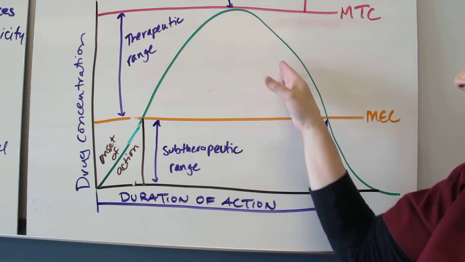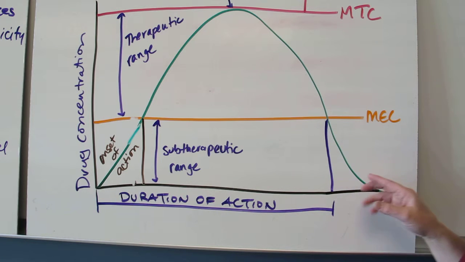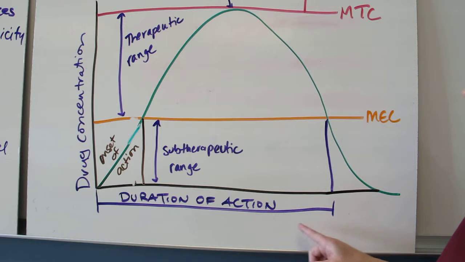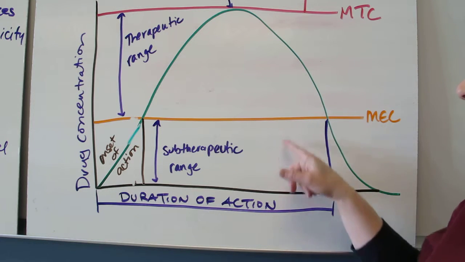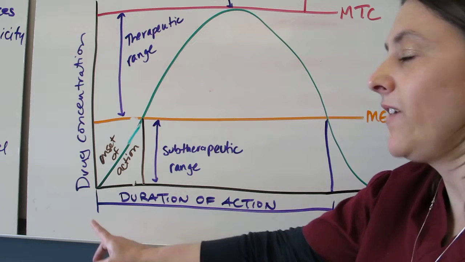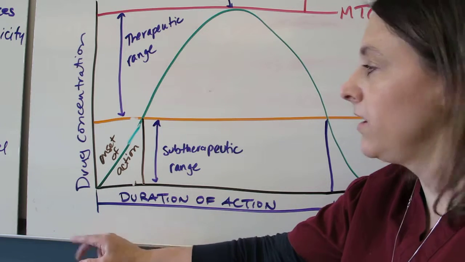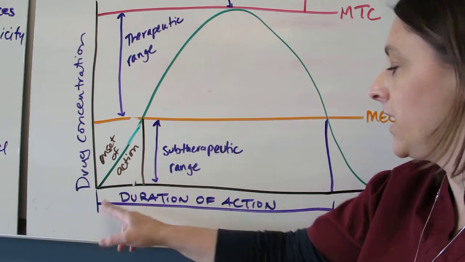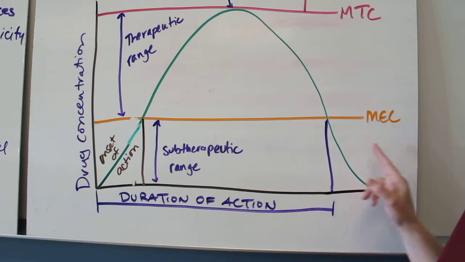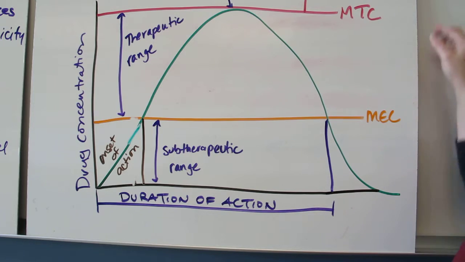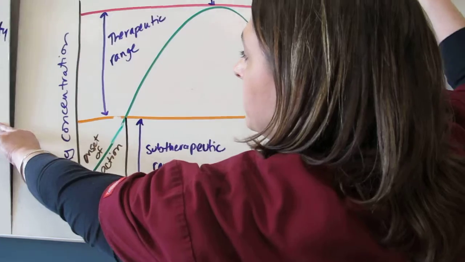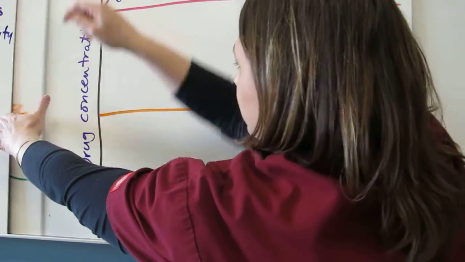Okay. And then as it tapers down, once we get below the MEC is where the duration of action stops. Okay, so once it hits the subtherapeutic range. So duration of action is from the time of onset to the time that it drops below MEC.